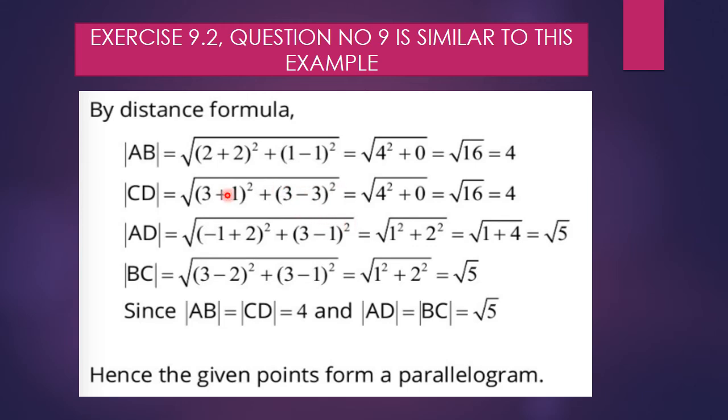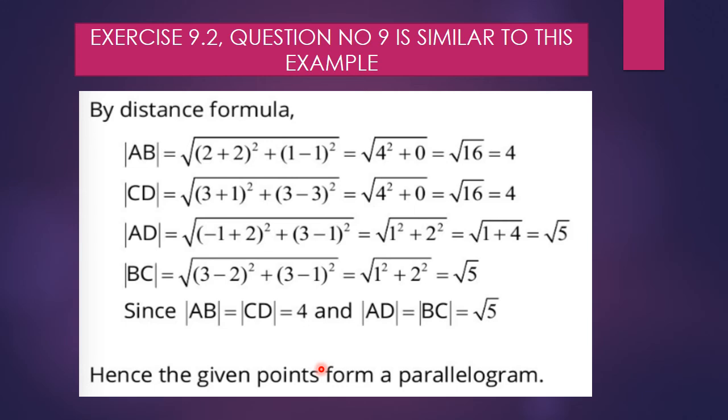Now, by distance formula, we have come to know that length AB is of 4 units. CD is also of 4 units. So, AB is equal to CD. Similarly, AD and BC are of √5. So, we can see that opposite sides are of equal length. Hence, the given points form a parallelogram.